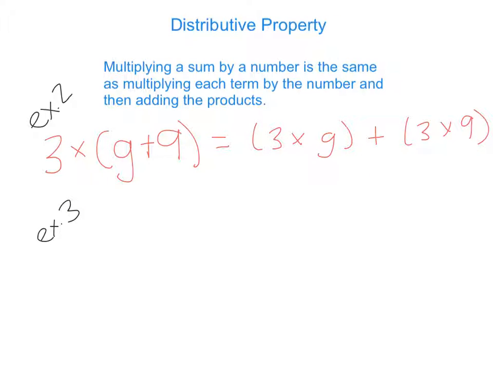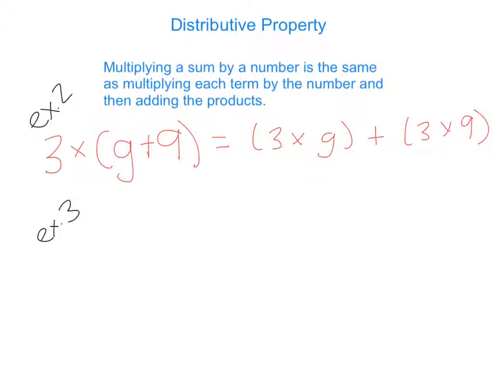Now, the distributive property. This might be new for some of you. Pay close attention because this is new and it is a little confusing, so focus with me. Make sure you write down this definition. The distributive property: multiplying a sum by a number is the same as multiplying each term by the number, and then adding the products. Okay, so that is our distributive property.